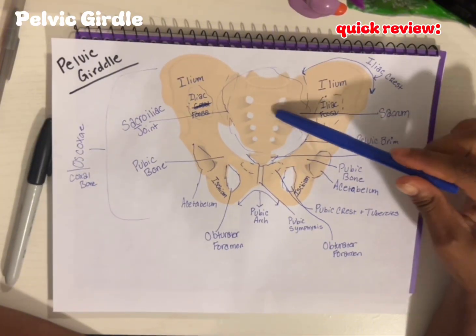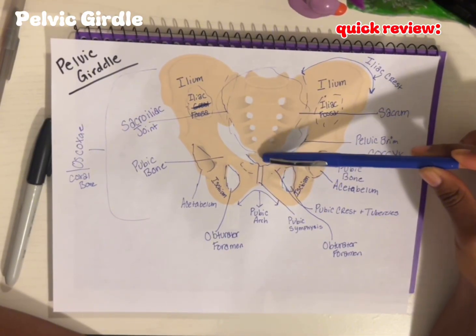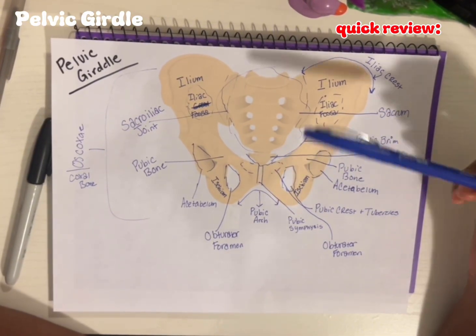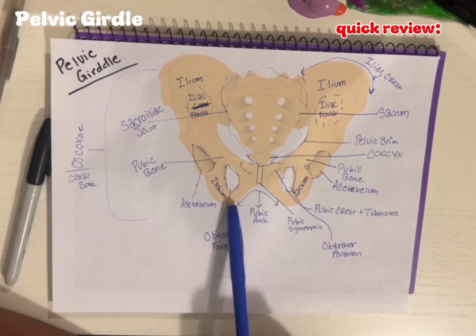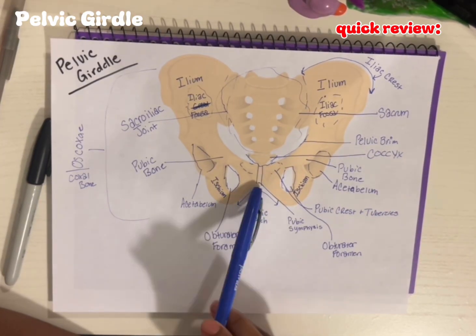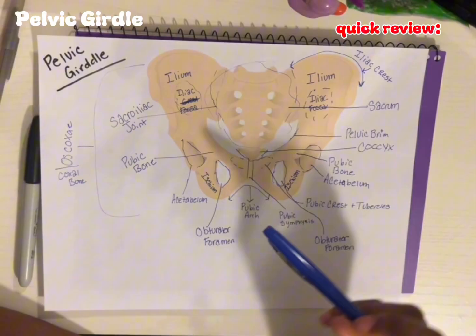Your sacrum is located right here, medial to your ilium. Your coccyx is going to be under your sacrum, more distal, though not really visible in this picture. Your pubic arch is going to be this arch right here by the pubic bone, the pubic symphysis. Think of joining together: it's right here, where this side of your pubic bone and this side of your pubic bone join together.